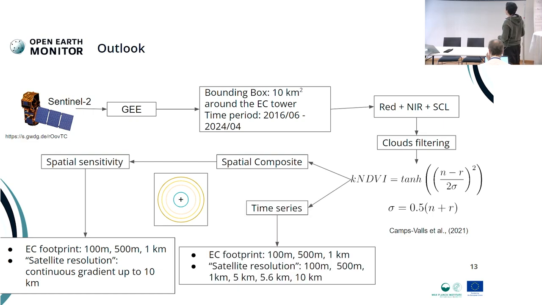On the second part of the analysis, we compute the time series. We perform the Jensen-Shannon using the time series. I mean, we compute the same analysis, but for each image individually after cloud filtering.